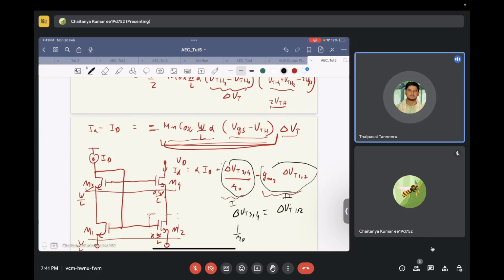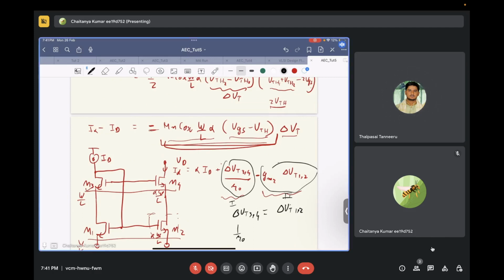1 by lambda R0 will be high, I think. 1 by R naught will be higher, is it? Yes, sir, compared to GM. Right?